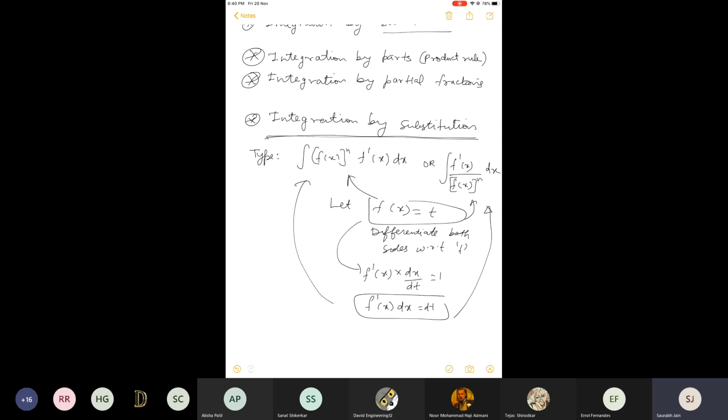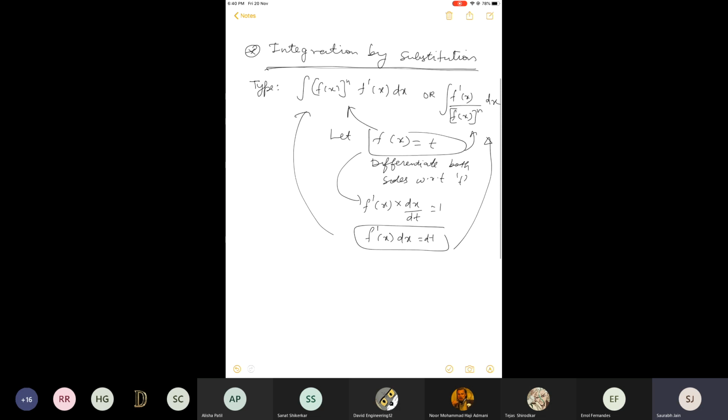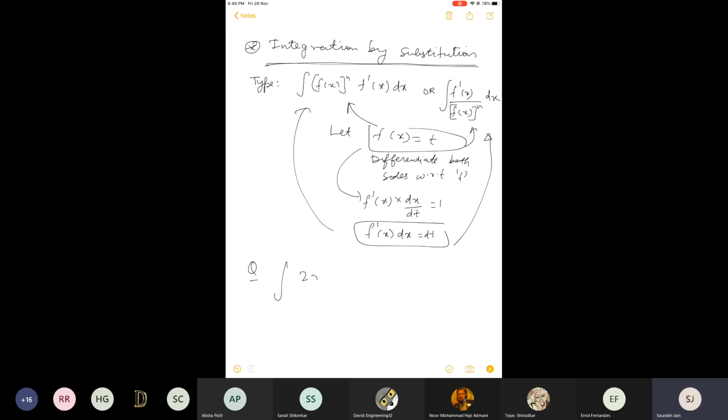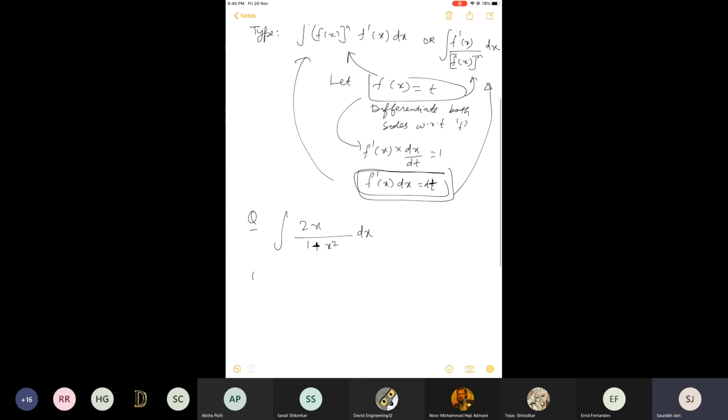Let me take an example that will help you understand in a better way. Suppose I have this question, 2x upon 1 plus x square, and I want to integrate it. As I told you, you need to look out for a function and its derivative. The function you are supposed to put equal to t, and then its derivative will be adjusted with this formula and it will change to dt or some term of t. Based on that, can anyone tell me what substitution you are going to use here in this question? Can anyone tell what you are going to put in terms of the new variable?